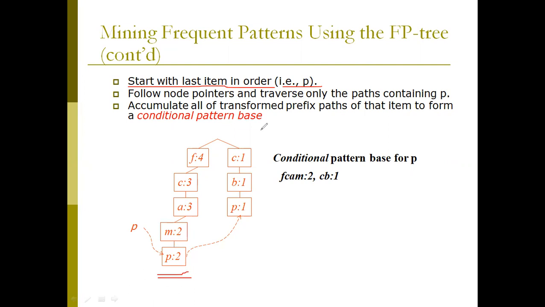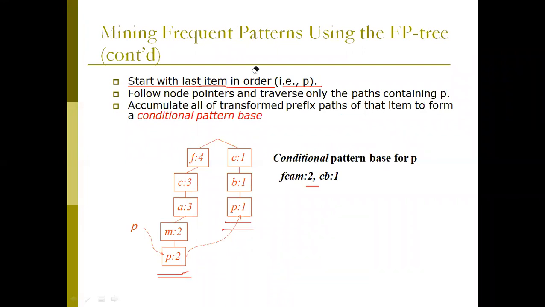And this is one, and here also we have P, right? Two P's. Accumulate all the transformed prefix paths of that item. So you need to travel from bottom to top. What is the path of P? P is from M, from A, from C, from F, right? So F, C, A, M, P is repeated 2 times. This is the conditional pattern base for P.